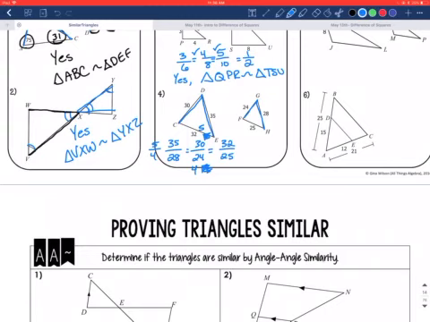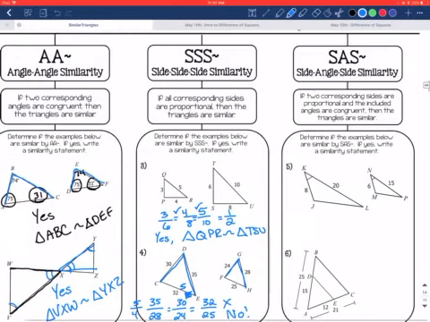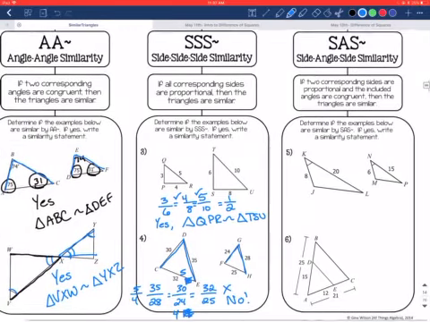I remember that this one doesn't work. I know. So this one right here, 32 and 25, there's nothing that you can divide by. So no, it doesn't work because they're not all similar. Yeah. Anyways, we're moving on.